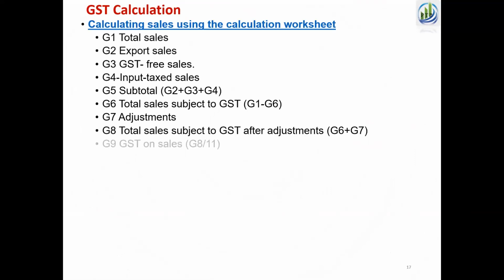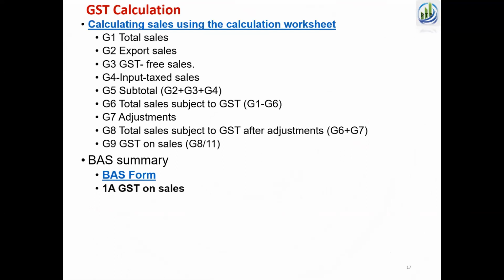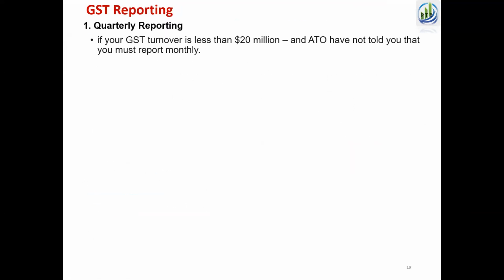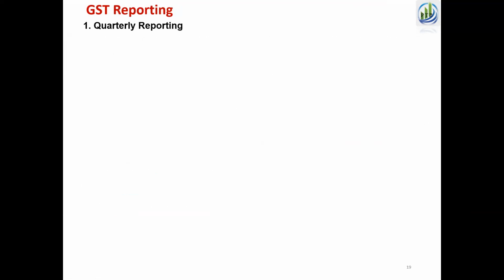GST calculation. So I'm going to the GST calculation worksheet. You can see G1 to G9, I will explain in a minute, and 1A in the BAS form. And on the other side, G10 to G18, 1B in the BAS form. I will explain through the GST calculation worksheet. So how are we going to do the GST reporting? Before moving to that, I will explain this part in a minute.